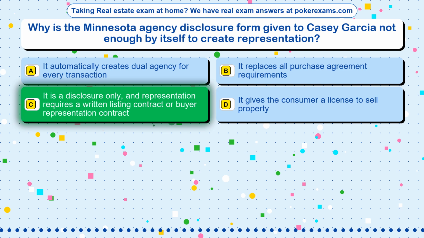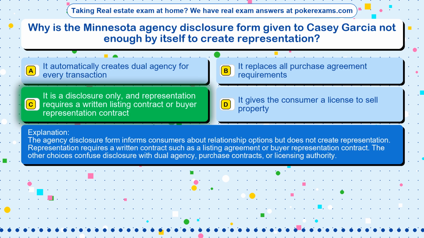The correct answer is option C. It is a disclosure only, and representation requires a written listing contract or buyer representation contract. The agency disclosure form informs consumers about relationship options but does not create representation. Representation requires a written contract such as a listing agreement or buyer representation contract. The other choices confuse disclosure with dual agency, purchase contracts, or licensing authority.